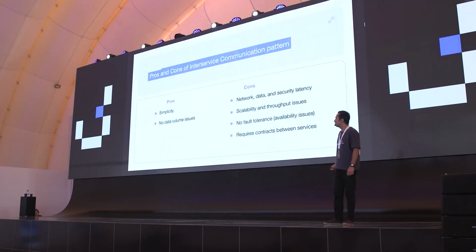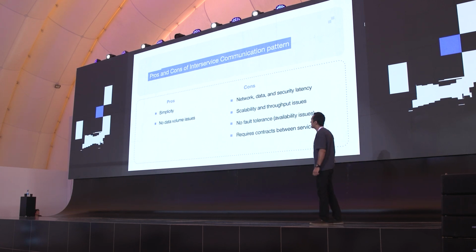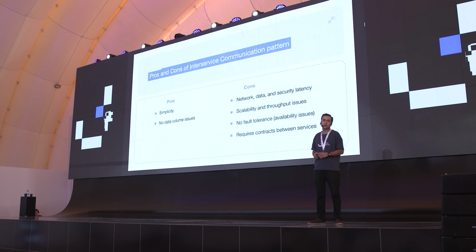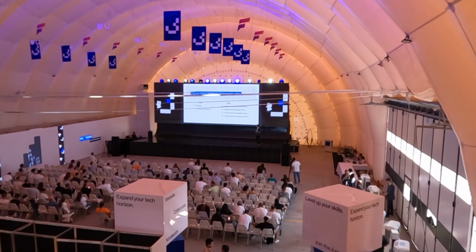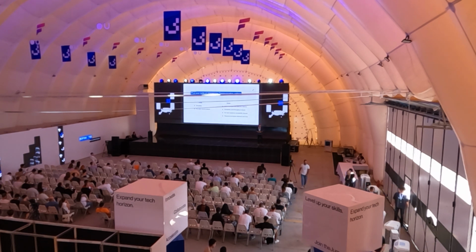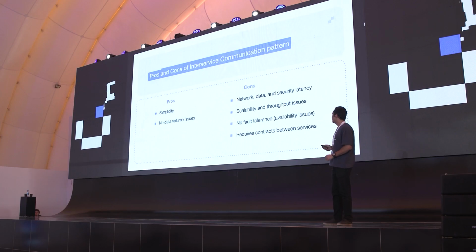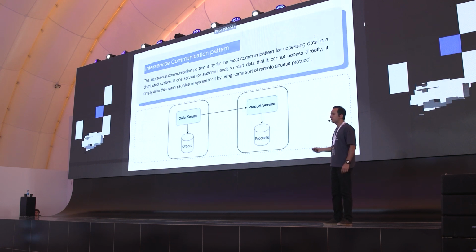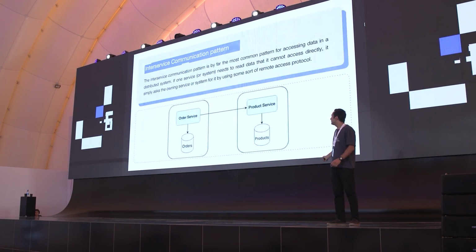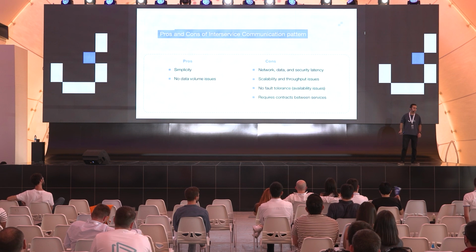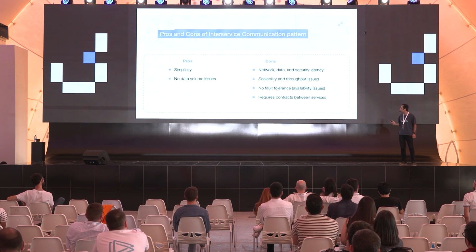Here are the pros and cons of this pattern. So this pattern is simple and there are no data volume issues because data is stored in a single place. And the cons are network and security latency because whenever we need some kind of data, we need to do a network call. There are also scalability and throughput issues, because if the product service goes down, that will mean that the order service is also down because it cannot connect with the product service. There is no fault tolerance, and this approach requires a contract between these 2 communicating services.